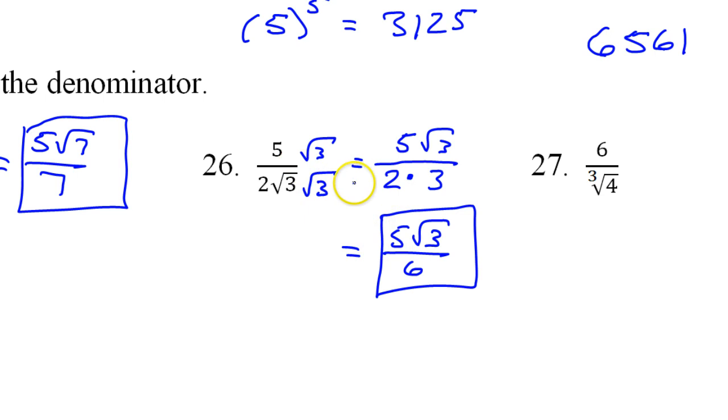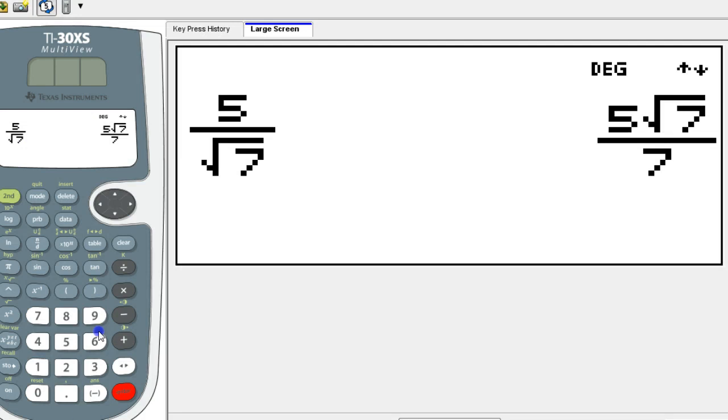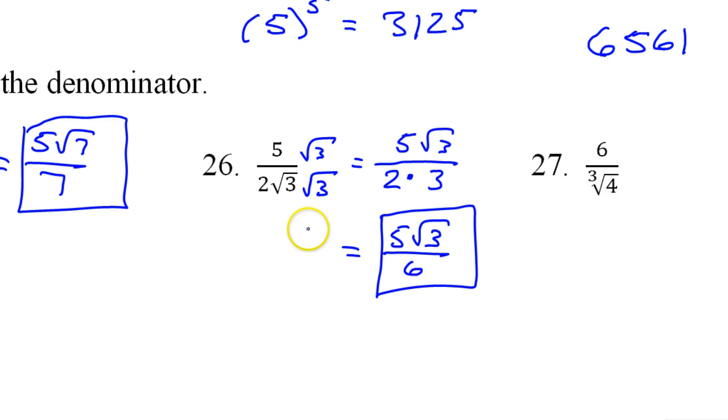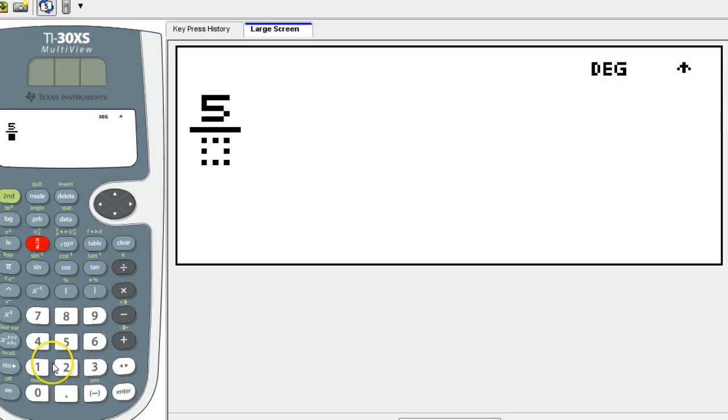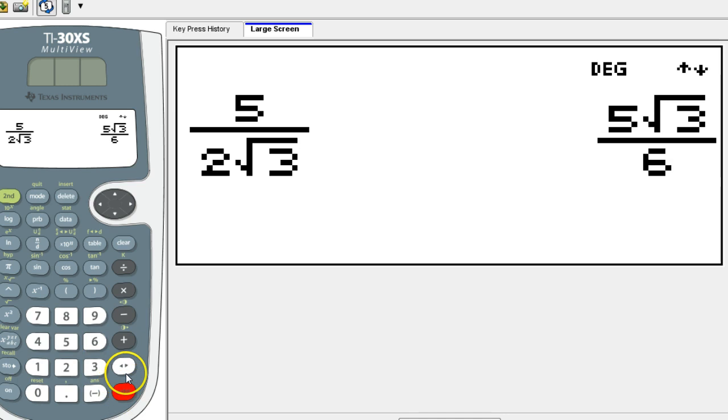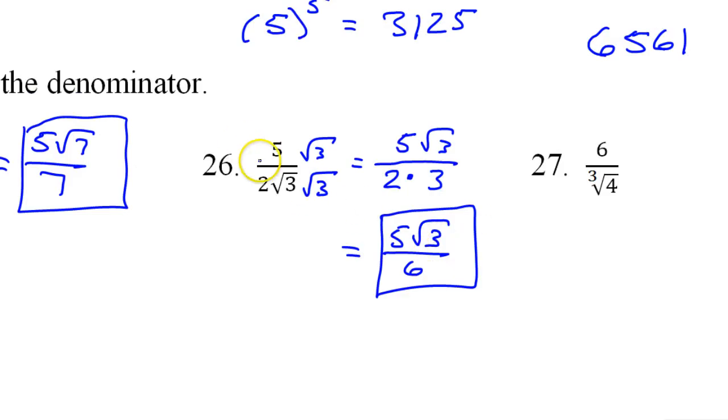It's important that you know how to do it by hand. Let's see if the calculator would have been able to do one like this. I don't know the limitations. So 5 over 2 radical 3. Okay, 5 radical 3 over 6. So the calculator would have done that one too, which is good to know.